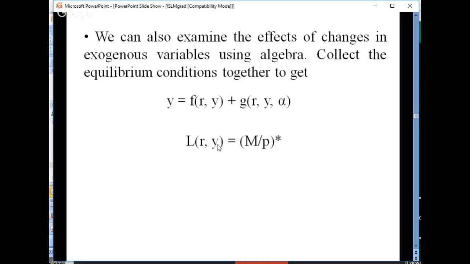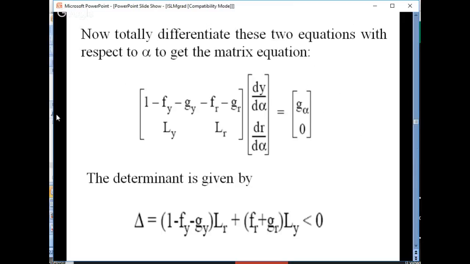And I have money demand equals money supply, where money demand is a function of interest rates, negatively related, and positively related to national income. I totally differentiate this, like we did before, and I set up a matrix equation.